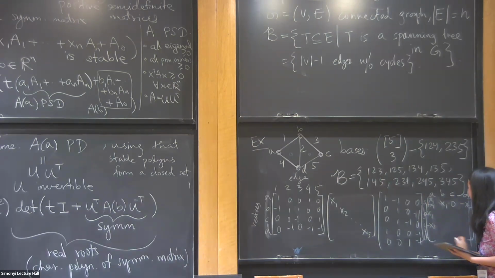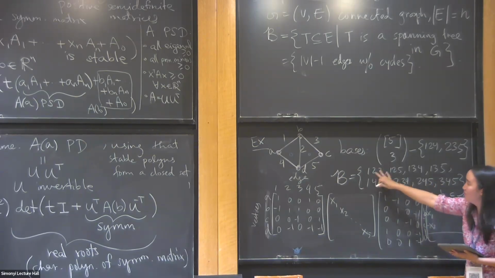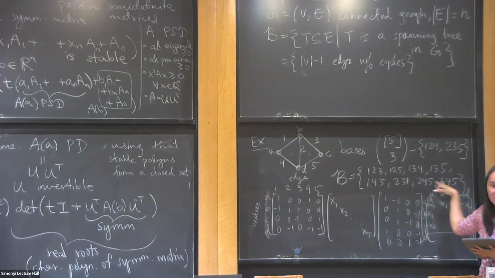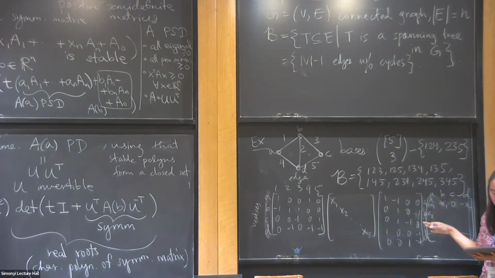But if I delete a row and a column, I'm going to have the determinant of a 3x3 matrix, and the entries are linear. So I have a degree 3 polynomial. It turns out the degree 3 polynomial is the basis generating polynomial of this one. So this is the matrix tree theorem.